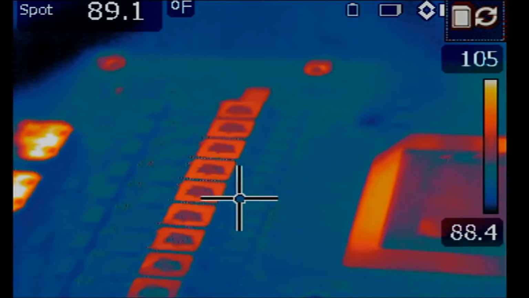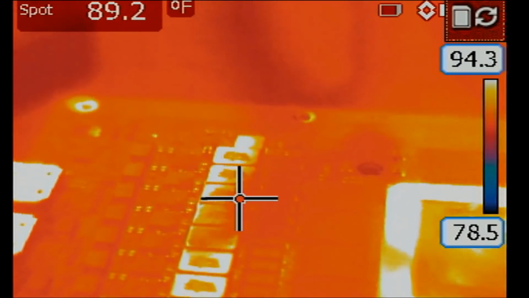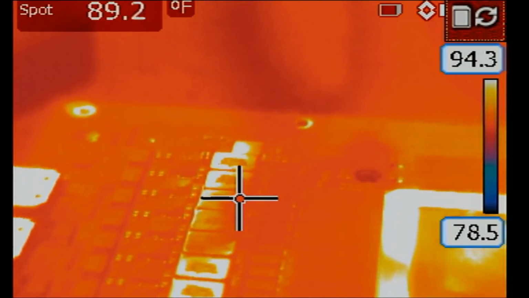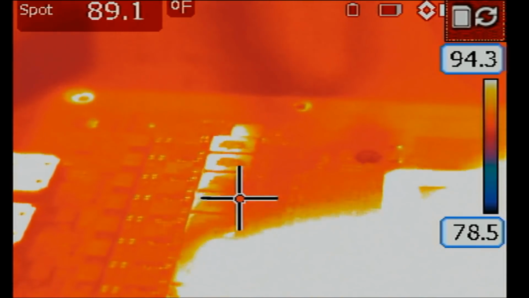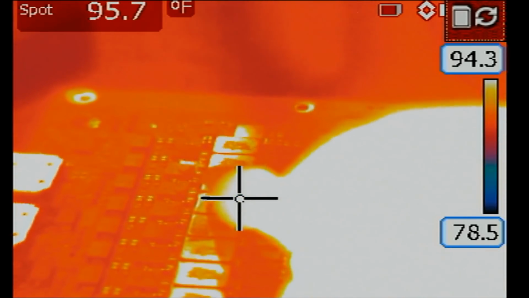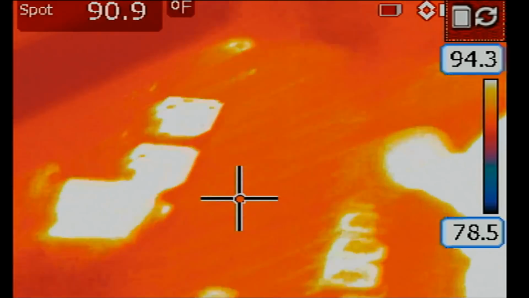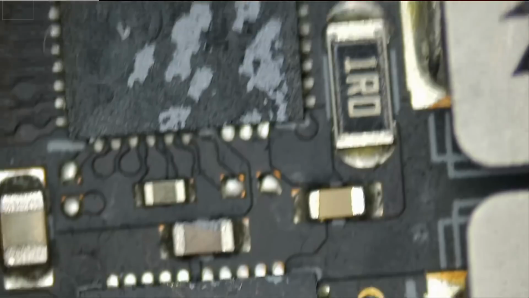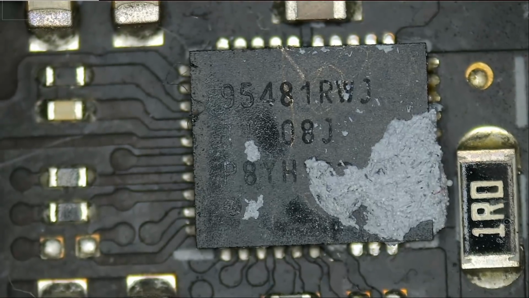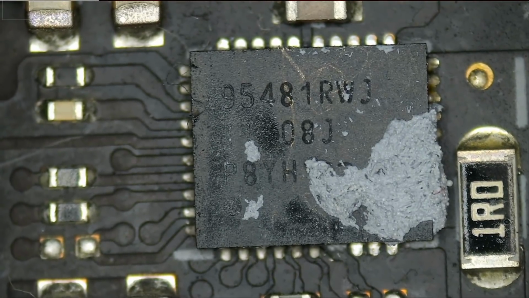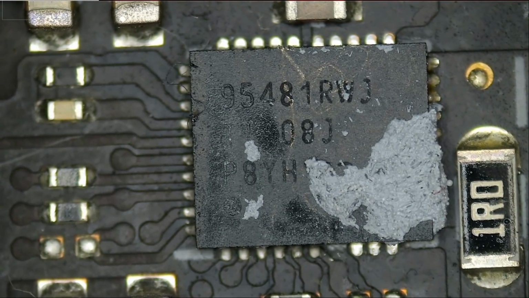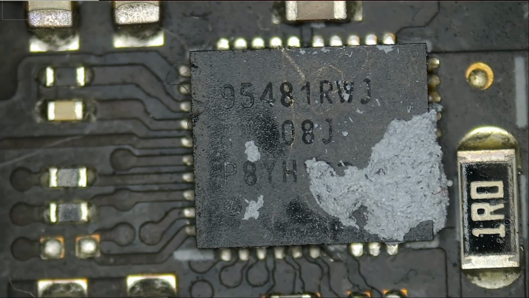All right. We got it. Right over here. It's this guy right here. All right, so the thermal camera is pointing to this MOSFET right here. You can see the scratch marks because I was pointing to that MOSFET with my tweezer.